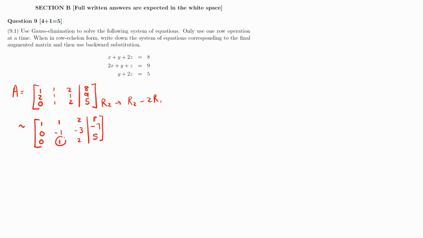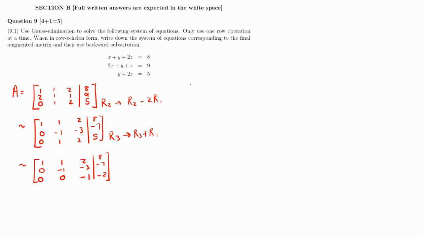Perfect. And then the next thing, we need to get this as a 0. So row 3 will become row 3 plus row 1. So row 1 and row 2 stay exactly the same. 8 minus 7. 0 plus 0 is 0. 1 minus 1 is 0. And then 2 minus 3 is minus 1. And then 5 minus 7 is minus 2.